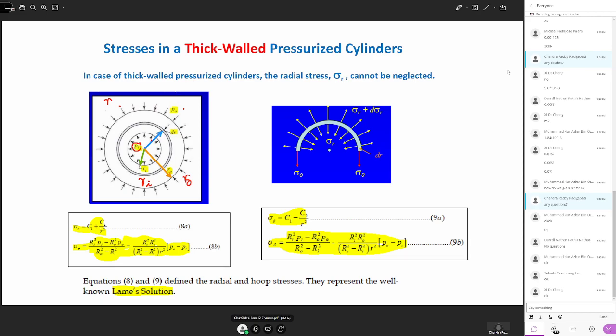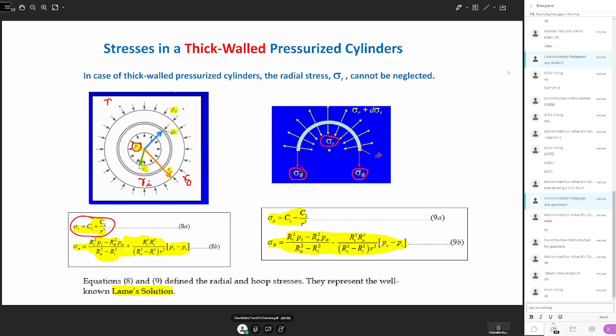All right. So you can imagine the stresses acting on the thick wall cylinder. There will be radial stress, and there will be tangential stress, sigma theta, on the thick wall cylinder. Now, we can write the radial stress, simply and easy to memorize, as C1 plus C2 over r square.